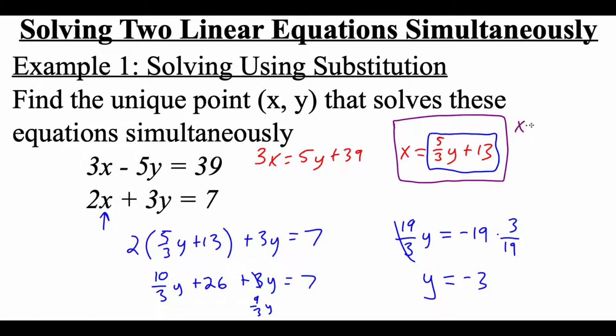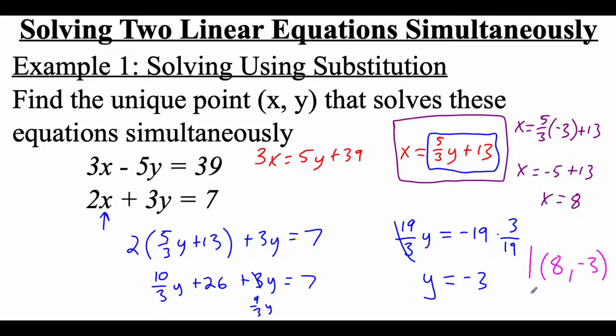So that's going to say x is equal to 5/3 times negative 3 plus 13. Well, if we take 5/3 times negative 3, that's going to give me negative 5. And then we have to add 13 to that. So that's going to give me an x value of 8. So the ordered pair answer for this system of equations is the point (8, -3).